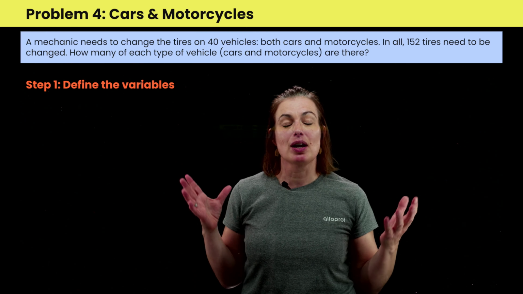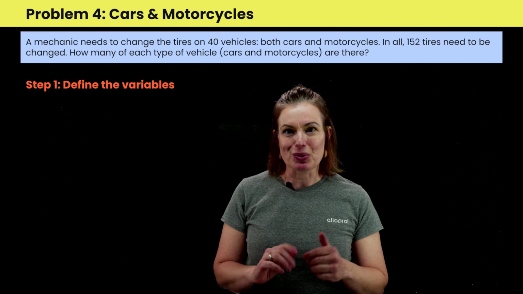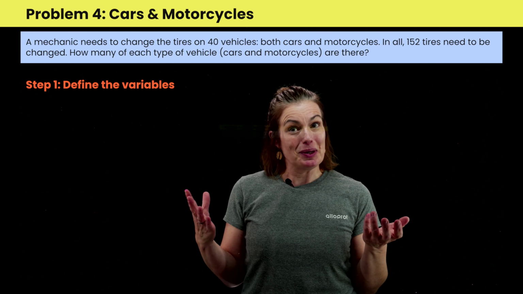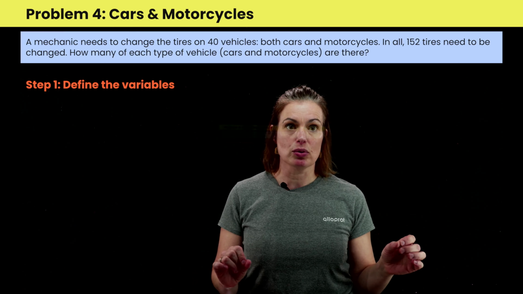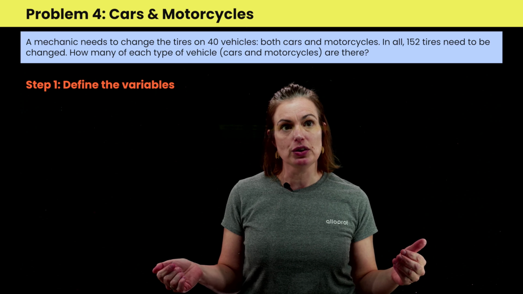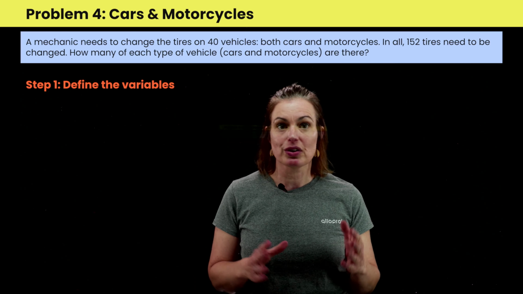So let's take a look at our problem here. It's actually problem 4 in our series, and we're dealing with cars and motorcycles. So let's give it a read. A mechanic needs to change the tires on 40 vehicles, both cars and motorcycles. In all, 152 tires need to be changed. How many of each type of vehicle, cars and motorcycles, are there?